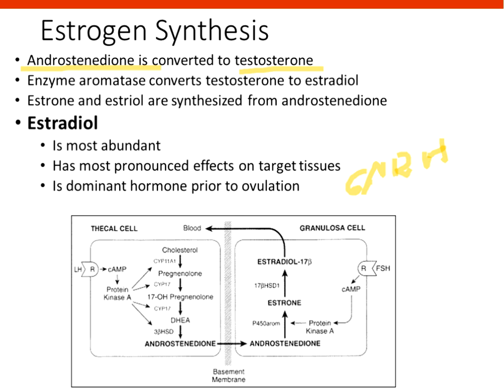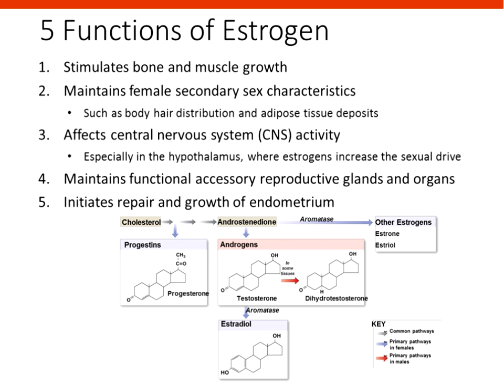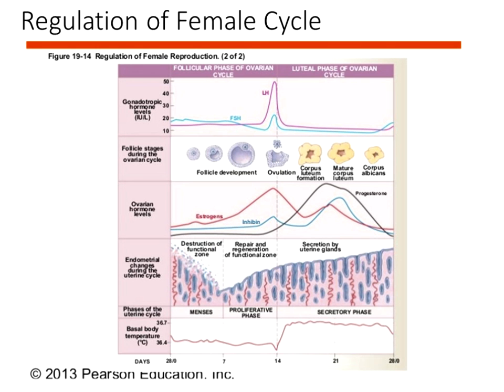Now, some of our estrone and estriol can be synthesized directly from the first step, the androstenedione, right? But most of it comes from the androgens, the testosterone moving into the granulosa cells and becoming estradiol 17 beta. Okay? And again, estrogen has a lot of effects, like testosterone, on the nervous system, cardiovascular system, maintenance of female sex characteristics, fat development and deposition, growth of the endometrium, and feedback on LH, FSH, and GnRH.